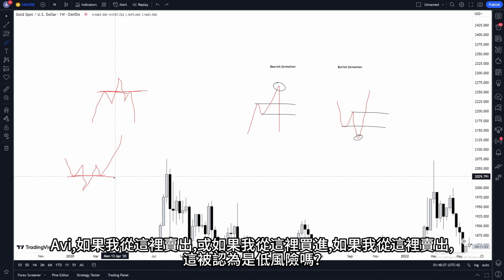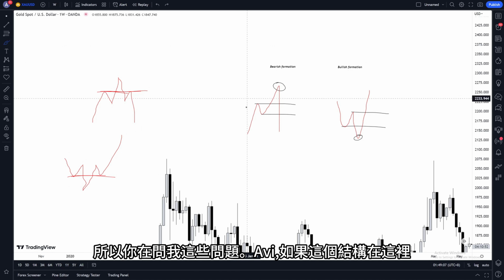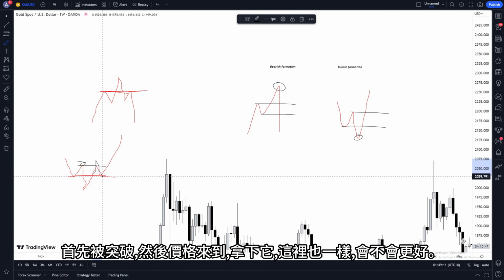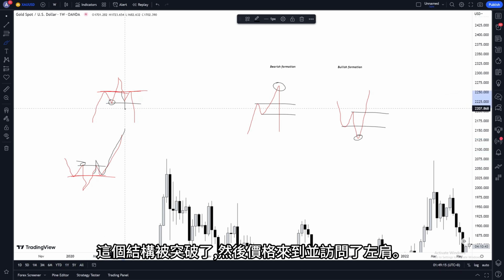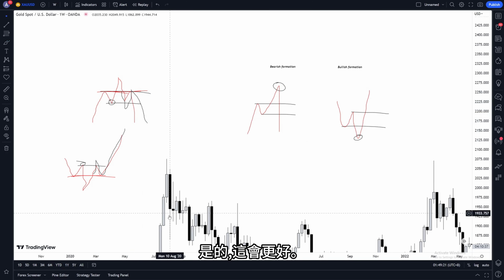Avi, if I were to take a sell from here, or if I were to take a buy from here, is this considered low risk? No, it's not. So you're asking me these questions. Avi, would it be better if this structure here got broken first and then price came and took it? Same thing here. This structure got broken and then price came and visited the left shoulder. Would this be better? Yes, this would be better. So I hope that answered you guys' questions.